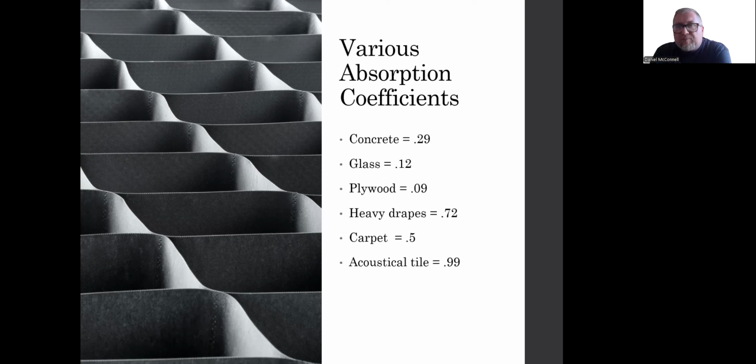I have some sample values over here of different absorption coefficients. So the higher it is, the more sound we're absorbing. Highly specialized acoustical tiles that we would use in anechoic chambers have an absorption coefficient of 0.99. Plywood is very low at 0.09. That means it pretty much reflects a lot of sound. Concrete and glass also reflect a lot of sound. But once we start putting up heavy cloth on the walls, we see that even though it's not perfect, it will still absorb quite a bit of sound.